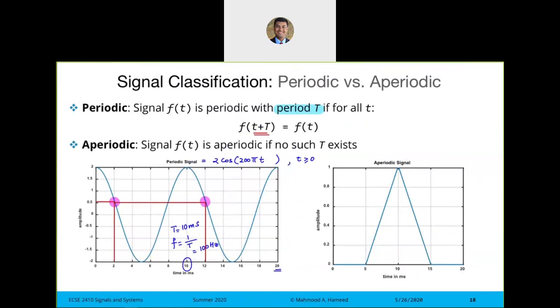Now for aperiodic signals, no such time will exist. So for example, over here, there's a triangular signal where no such capital T will exist. It is aperiodic. It does not repeat. All right, let's move on here.